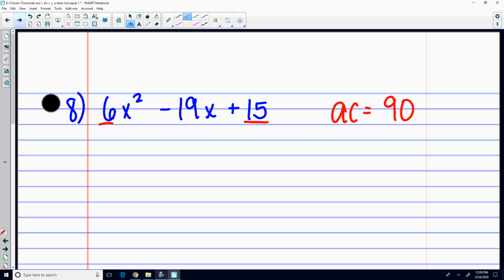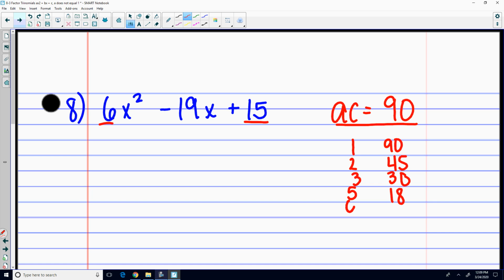Let's write down the factors of 90. There's a bunch. There's 1, 2, 3, 4, 5, 6 factor pairs. I'm going to write them all for you. So we get 1 and 90, 2 and 45, 3 and 30, 5 and 18, and now I know I'm doing this fast, but you're going to be using a calculator to find all these multiplication problems.